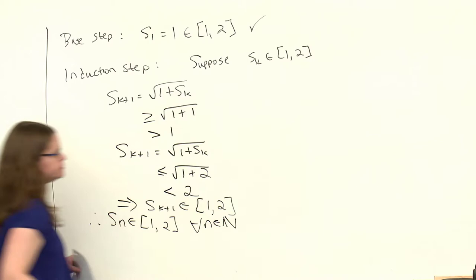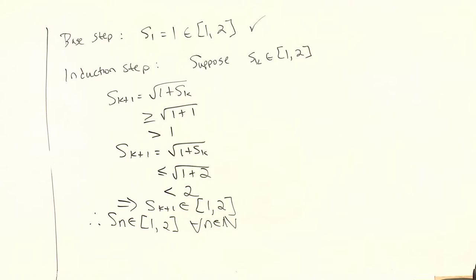And in particular, if the sequence is stuck in this finite interval, the sequence is bounded, right? That's what it means for it to be bounded: that I can pick a lower bound and an upper bound and say the sequence is stuck between those values. So Sn is bounded.